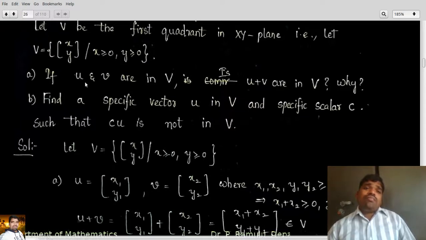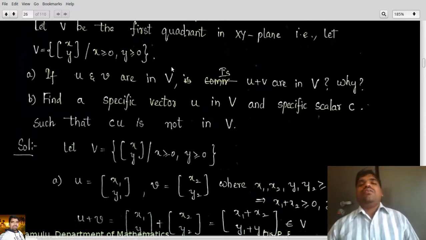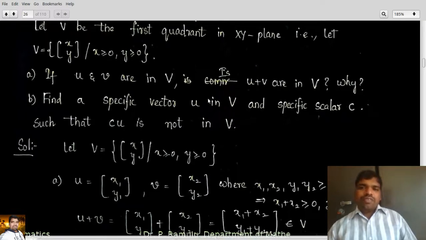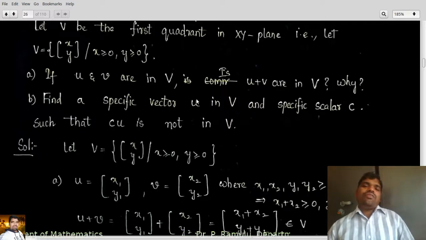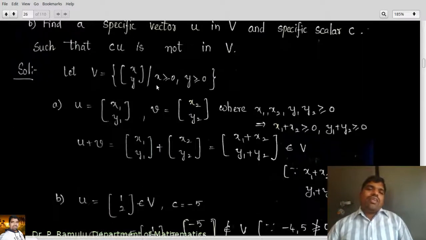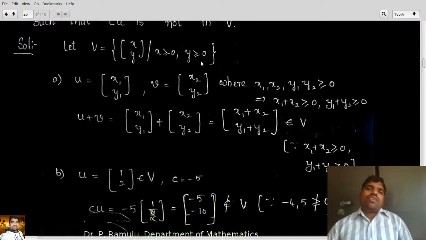If u and v are vectors in V, is u plus v in V? So I want to prove this. Find a specific vector u in V and a specific scalar c such that c u is not in V. I want to show that for c in the field, any vector u, if I multiply, it is not in V. So, solution: I am taking V equal to this set.